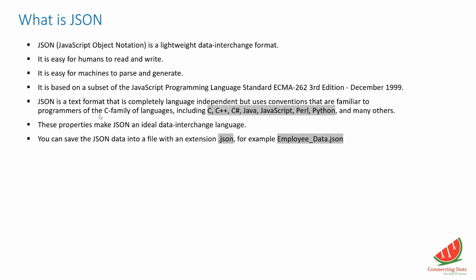So what is JSON? It stands for JavaScript Object Notation. It's a lightweight data interchange format. It's easy for humans to read and write. XML is not that easy. Of course, if you are an expert, it's easy for you to understand.